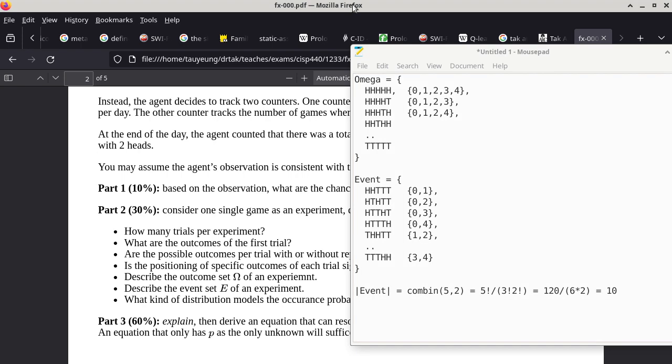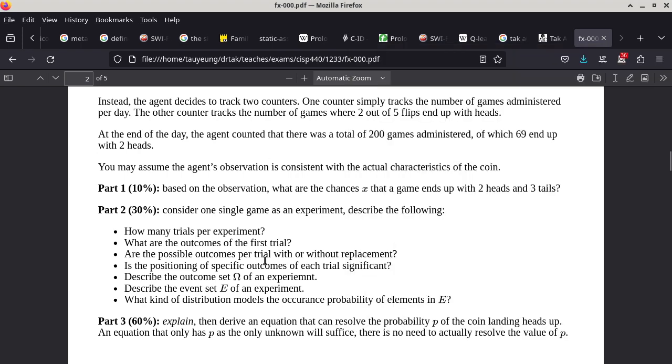In this case, the ratio between E and omega, the cardinality between E and omega, is not the direct answer, because this is a binomial distribution. In a binomial distribution, it has its own way of calculating the probabilities, okay? Which is what part three is about.